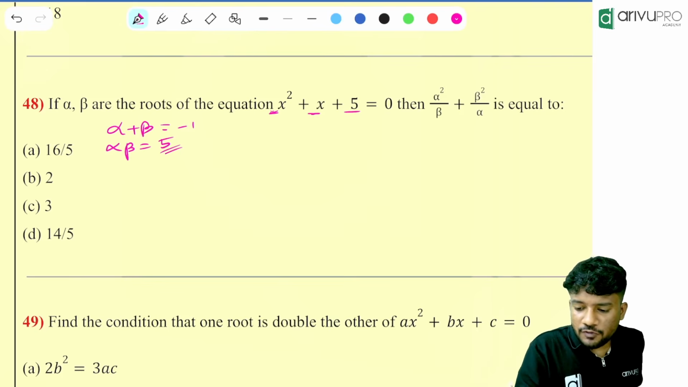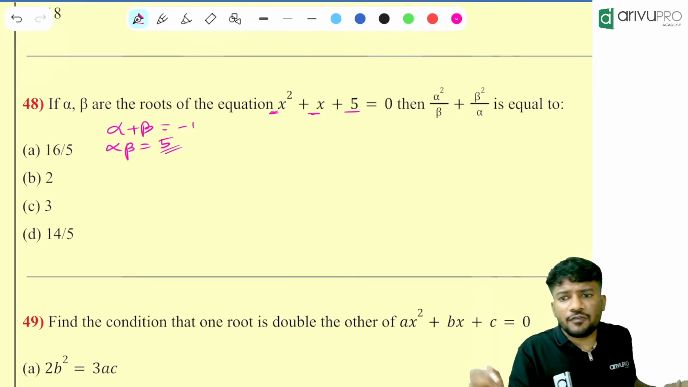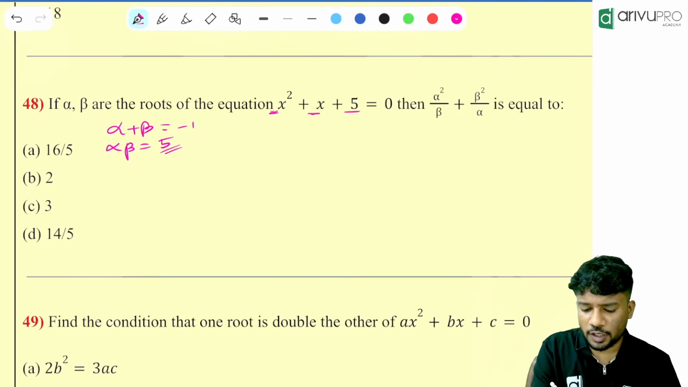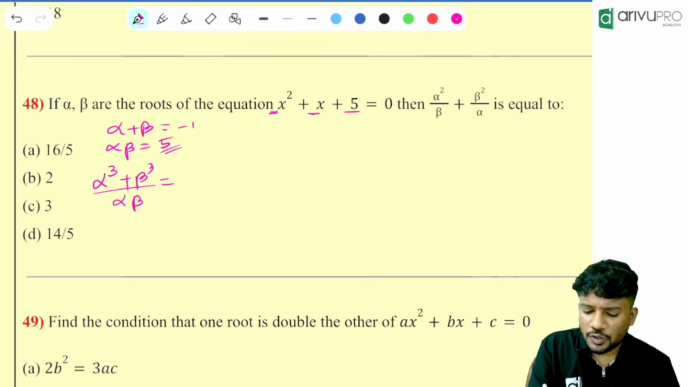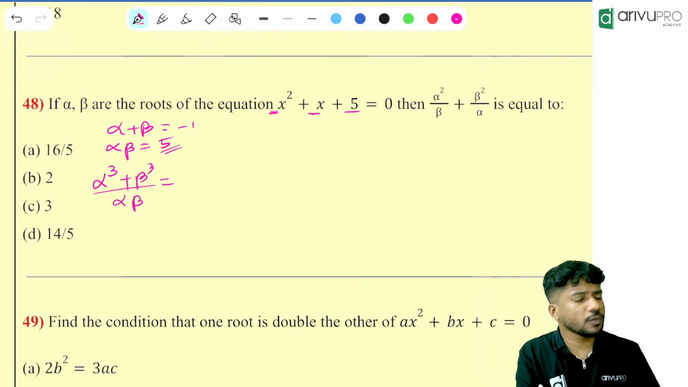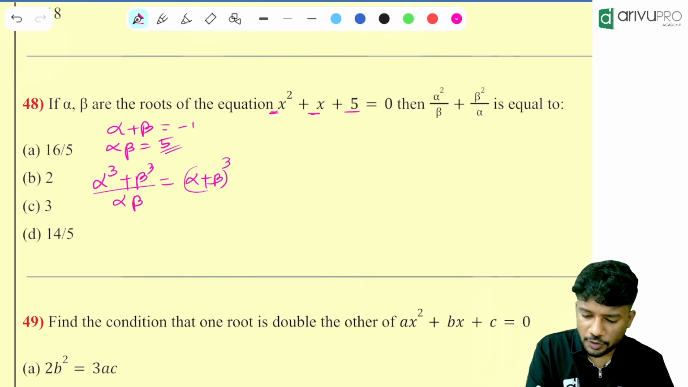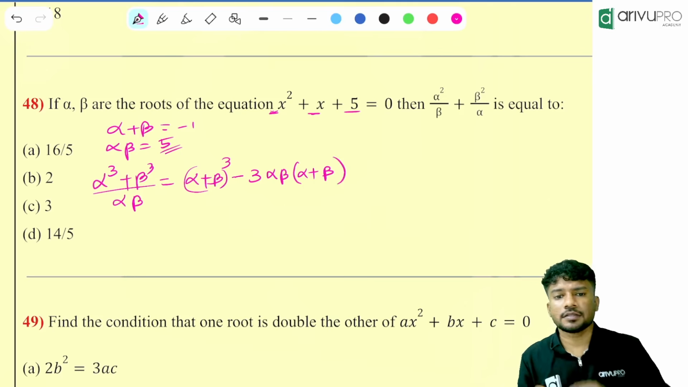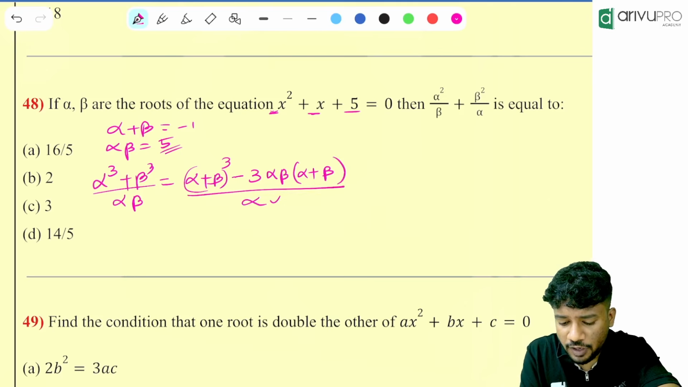Then they are asking for what? Alpha square by beta plus beta square by alpha. Cross multiply. It will become what? Alpha cube plus beta cube divided by what? Alpha beta. So instead of alpha cube plus beta cube, you will write it as what? Alpha plus beta the whole cube minus 3 alpha beta into alpha plus beta. This way you will write. Divide with what, people? Alpha beta.